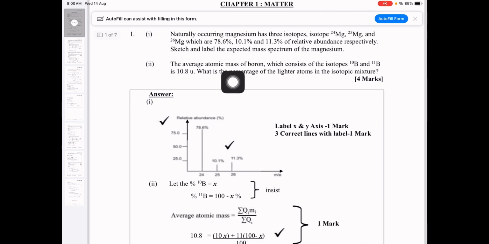Number 2, if the average atomic mass of boron given for boron-10 and boron-11 is 10.8 u, what is the percentage of the lighter atom in the isotopic mass?